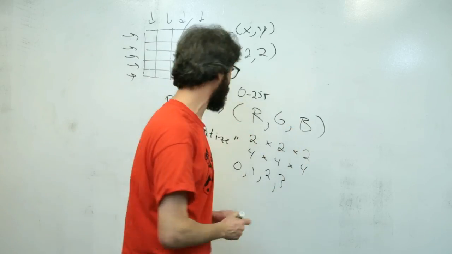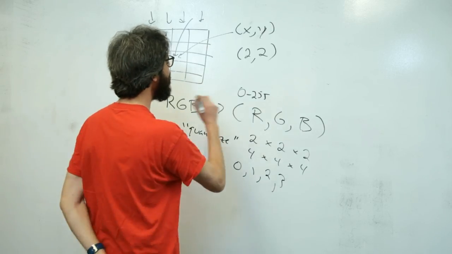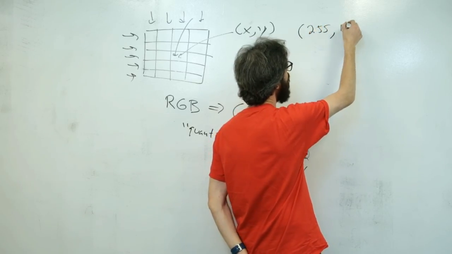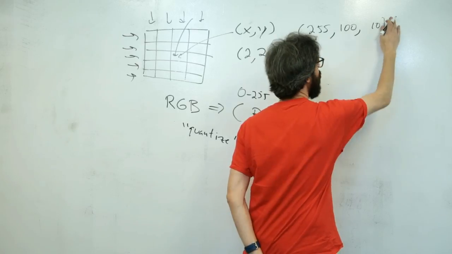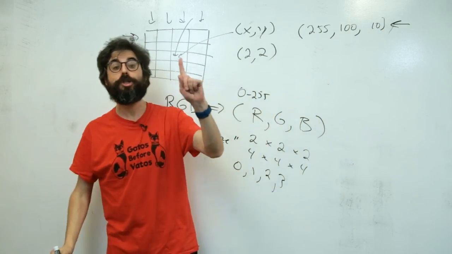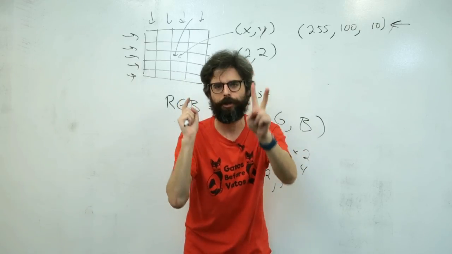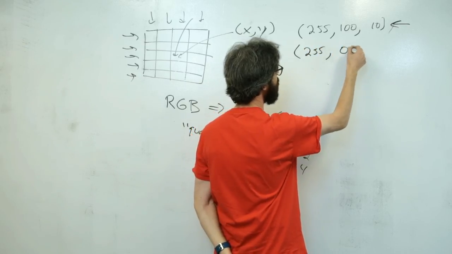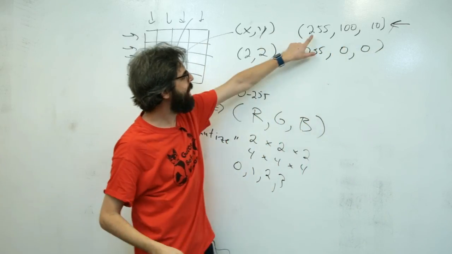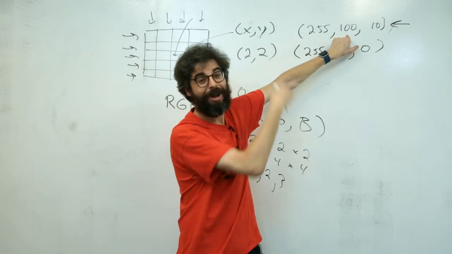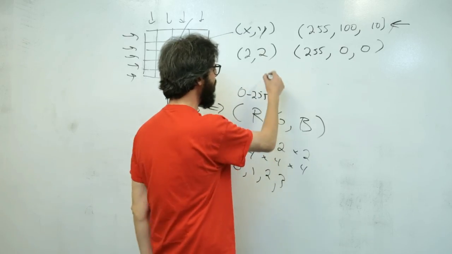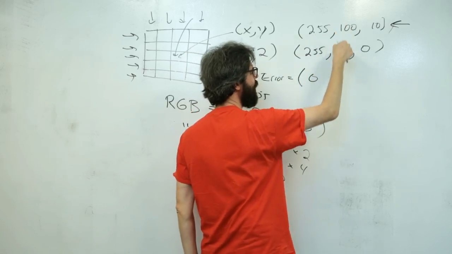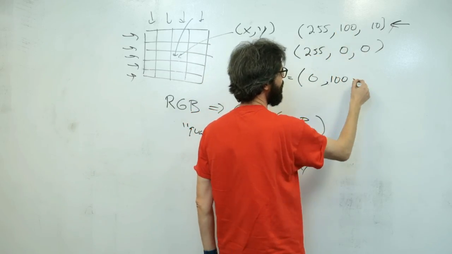Is that the right way to say that? I'm not entirely sure. But what I mean by that is, let's look at a particular example. The actual color is 255, 100, 10. Or if I were to reduce this color with two levels, with a factor of 1, I would get 255, 0, 0, right? Because this would round up to 255, this would round down to 0, and this would round down to 0. So the error is the difference between these two. This minus this is 0, this minus this is 100, and this minus this is 10.